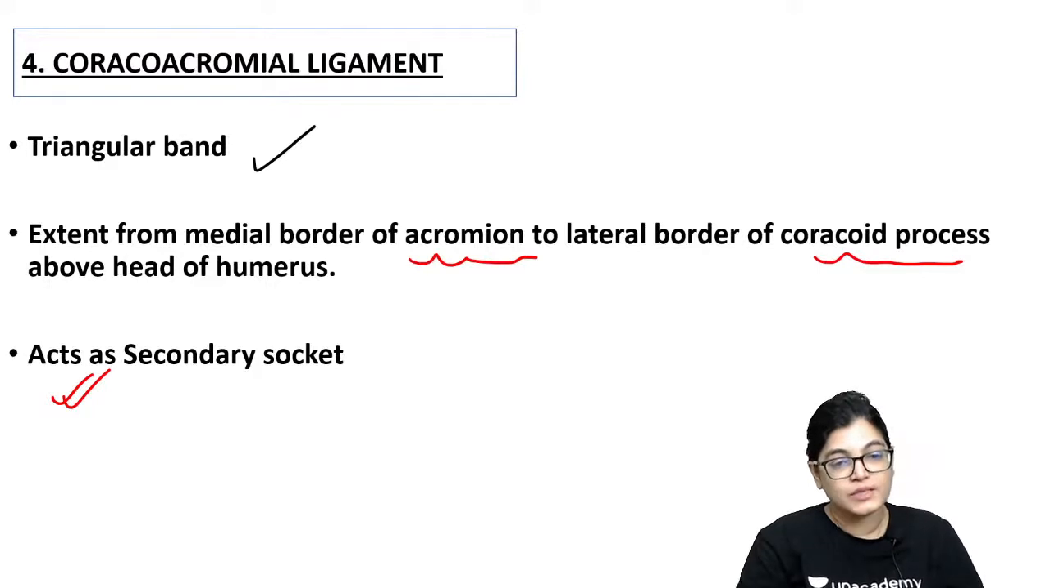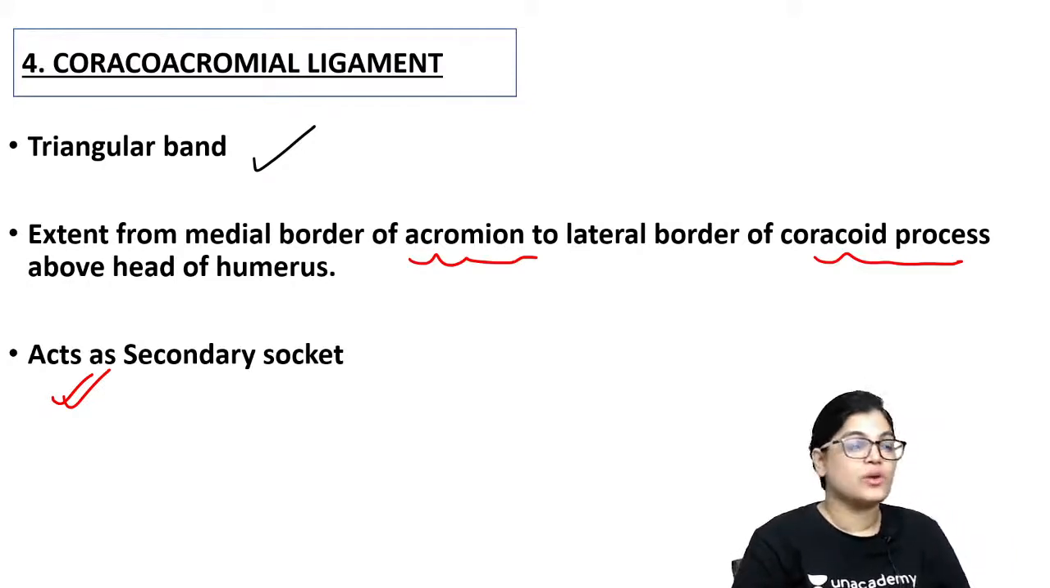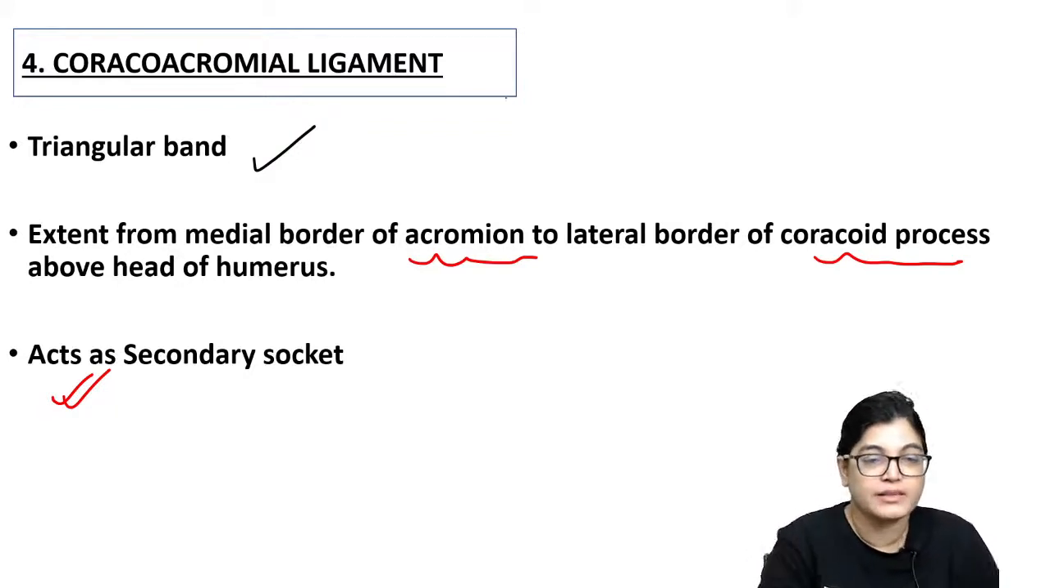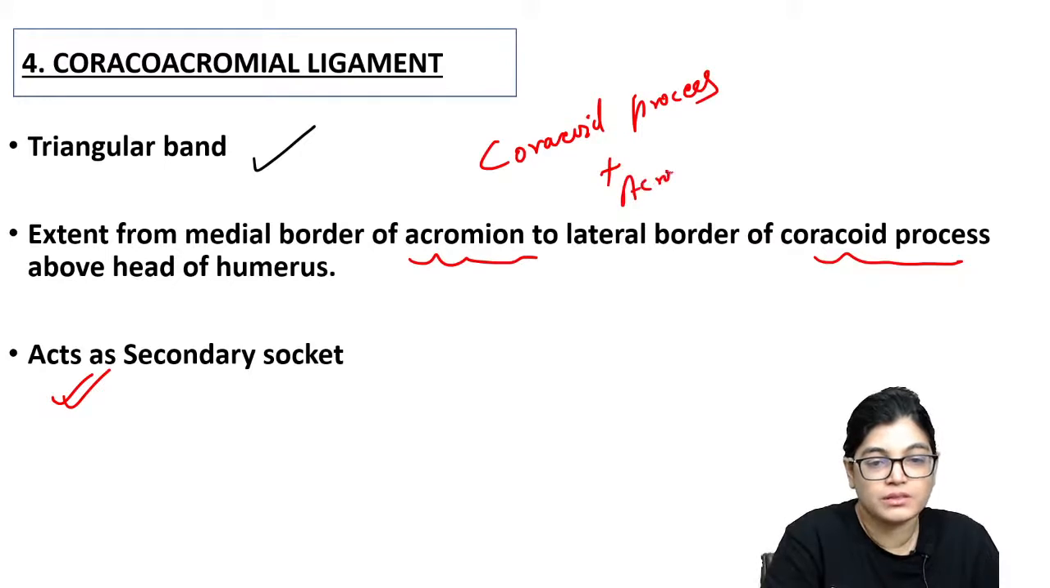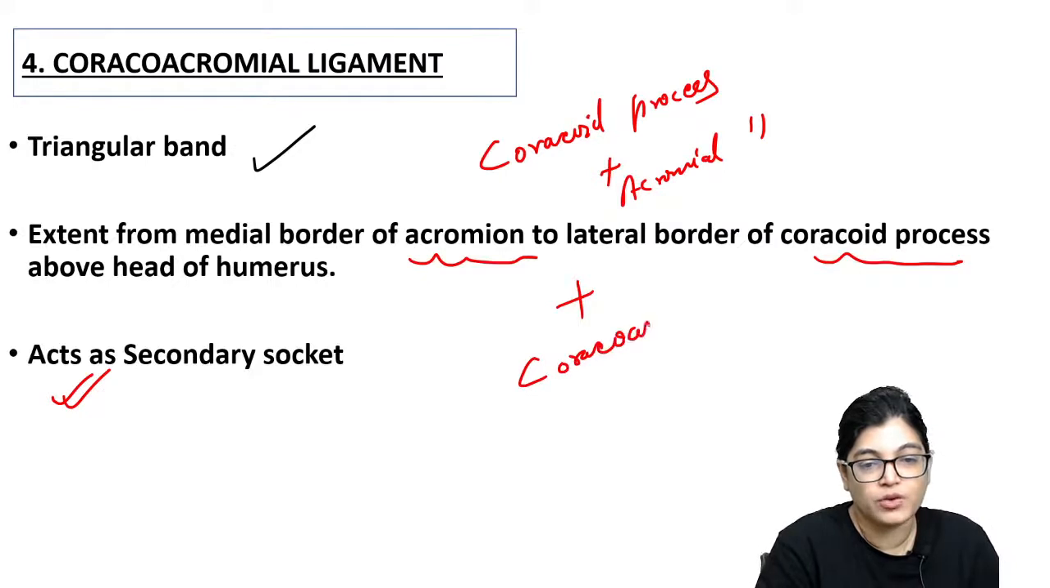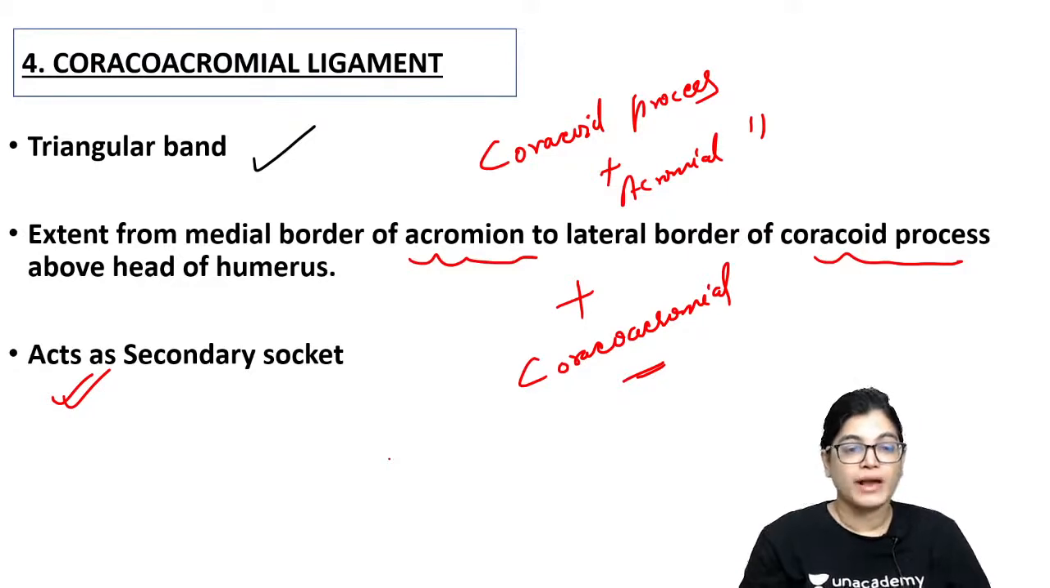And one more point I want to explain here itself: the coracoid process, the acromial process and the coracoacromial ligament, if we take these three structures together, it is called the coracoacromial arch.